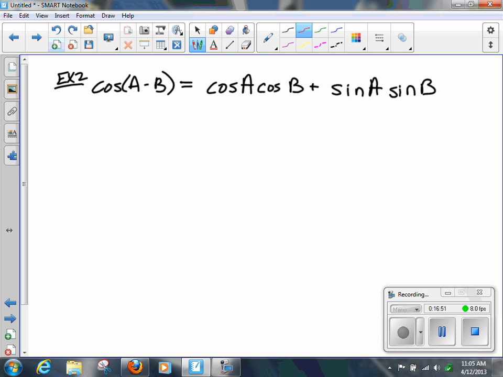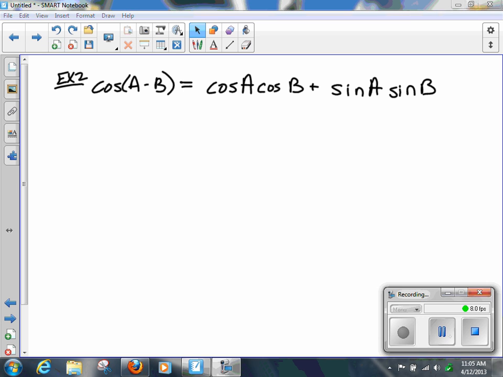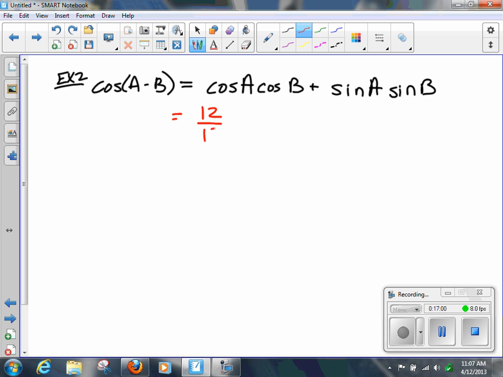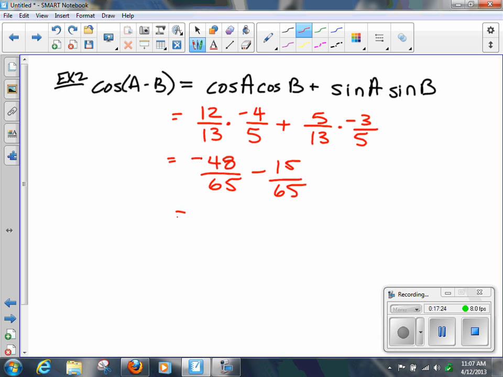Hey, do that one for me. You don't need me to guide you through it. You were using the same information. All right. What's my cosine of A value? Cosine of B. All right, Damien. Sine of A? Negative 3 over 5. Okay. Just simplify. Did y'all get negative 63 over 65?